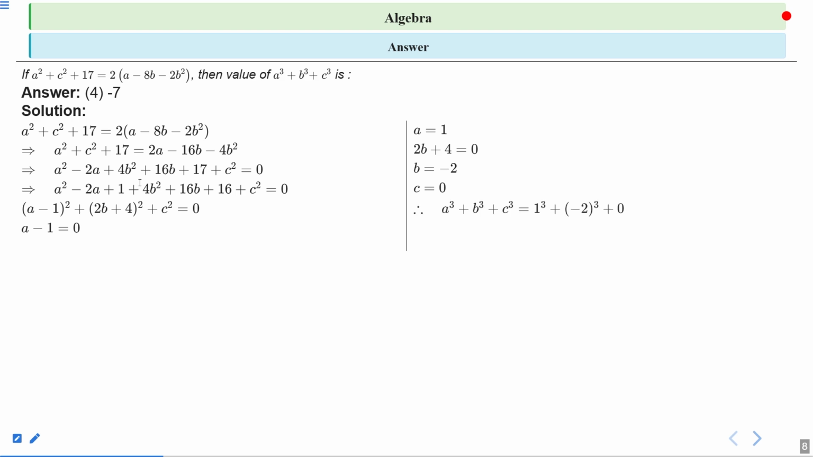Now we can put this data in the given expression, a cube plus b cube plus c cube. So what do we get? We get 1 cube plus (minus 2) to the power 3 plus 0. So we get 1 minus 8 plus 0, which becomes minus 7. So the fourth one is the correct answer of this question. Next one.